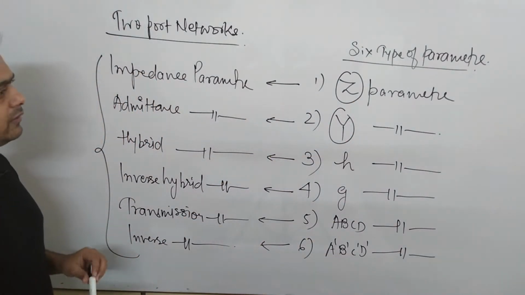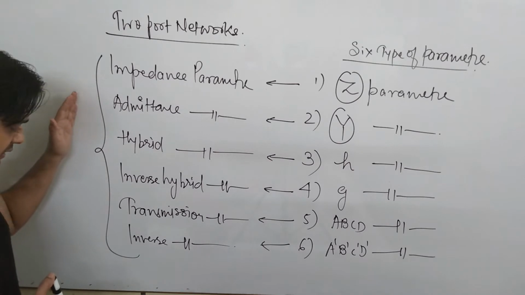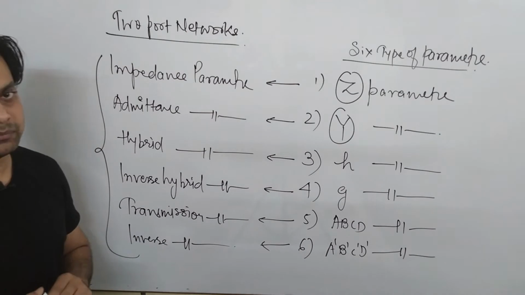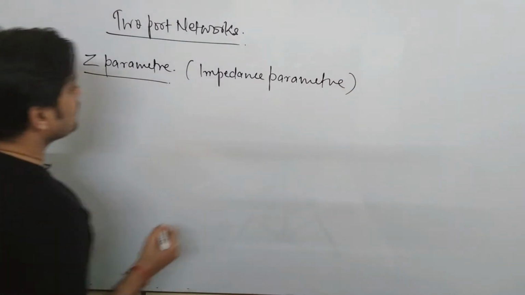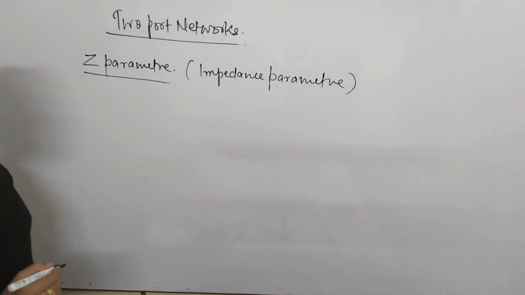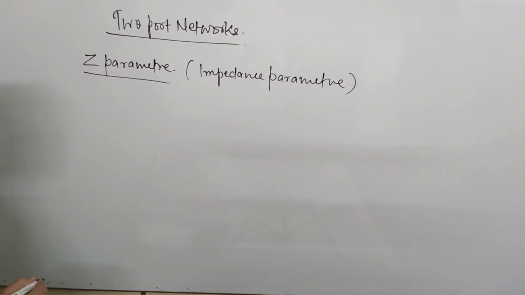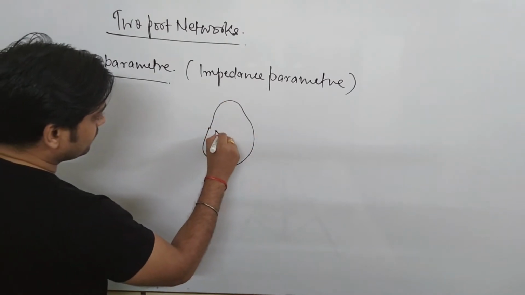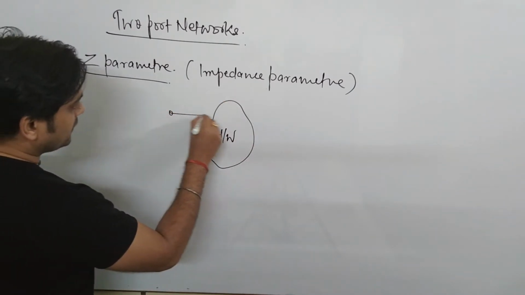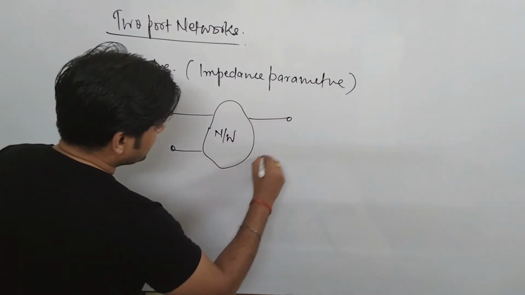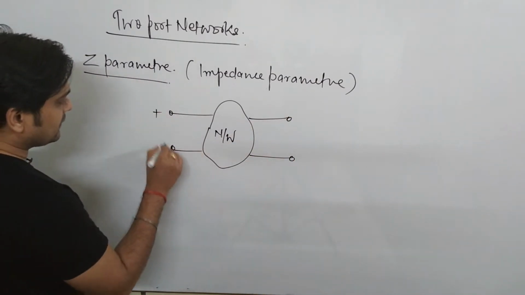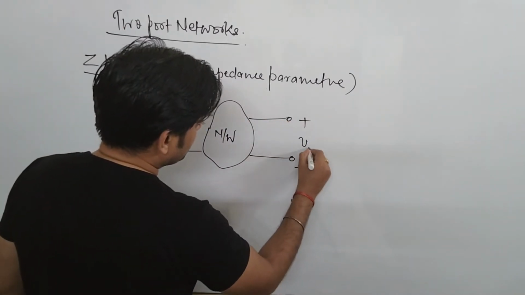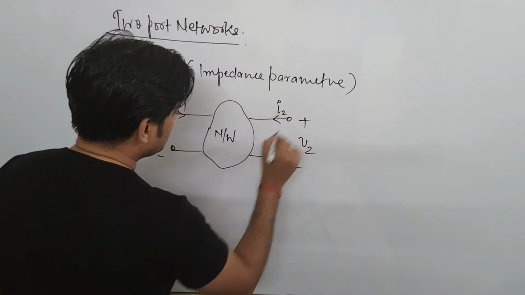So first of all we start with the 6 basic parameters, and within that we start with the first, that is known as Z parameter. Z is basically known as impedance parameter. Now how is it represented? As I said, if this is a network, and this is the condition, this is plus minus V1, I'll write it as I1, this is plus minus V2, I'll write it as I2.